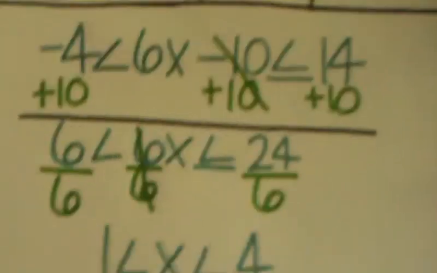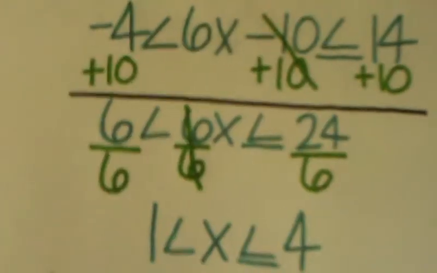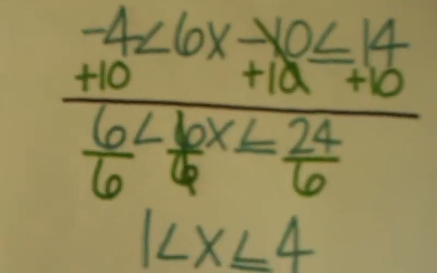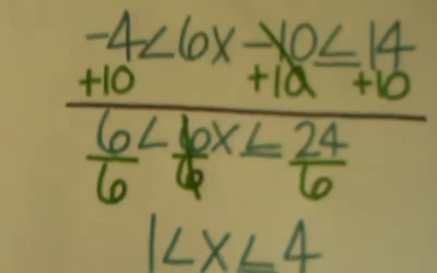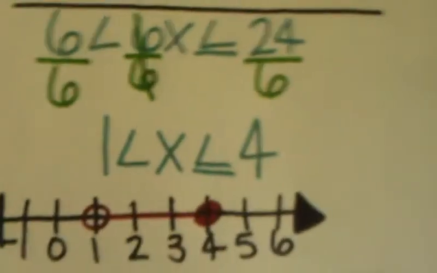Solve an and compound inequality. -4 < 6x - 10 ≤ 14. You add 10 to all sides, and then 6 < 6x ≤ 24. You divide by 6 on all sides. Now x is greater than 1 and less than or equal to 4. And there's an and inequality. It connects, like before, because it's in between.